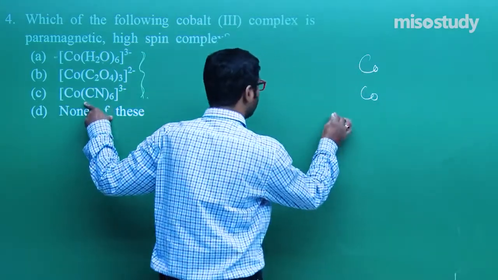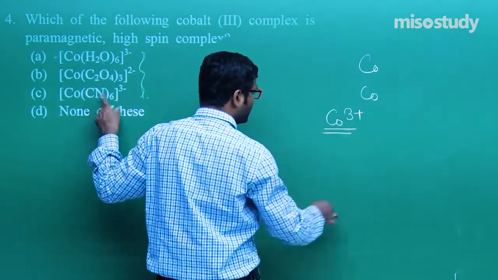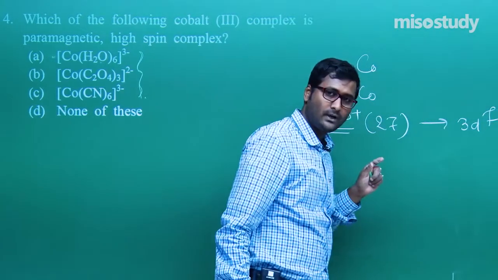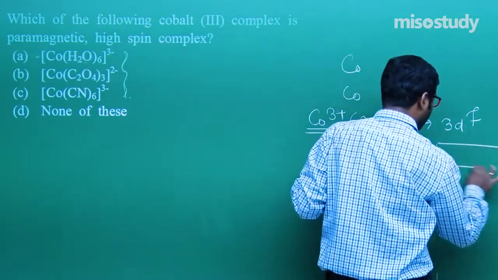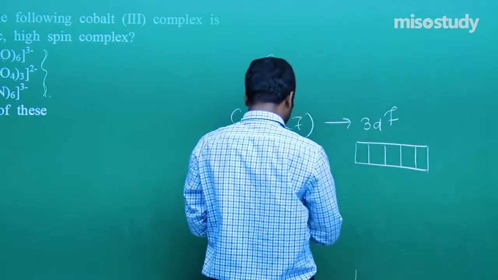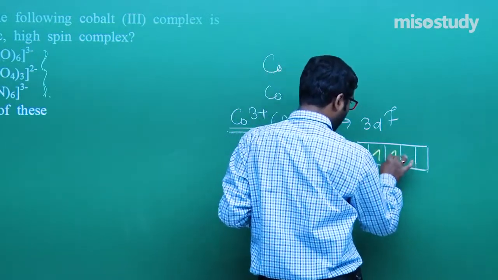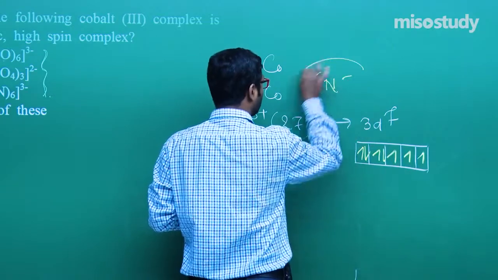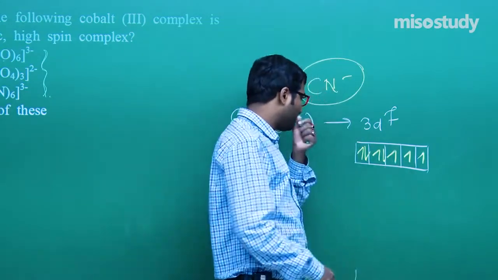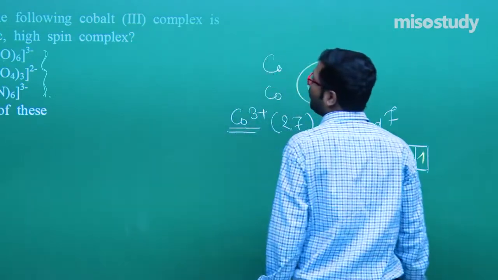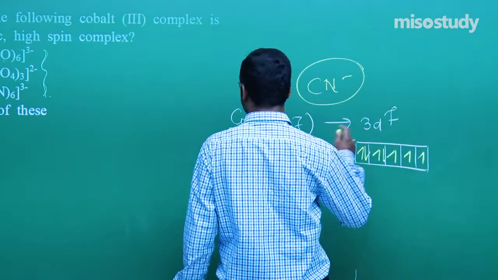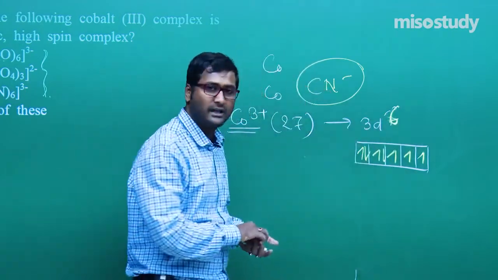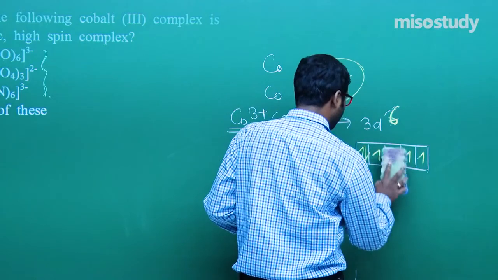If I talk about Co(CN)6, look at Co3+, that is the oxidation state, and the outermost electronic configuration is 3d7. Clear to you? Now for 3d7, what will happen? Check it out: 1, 2, 3, 4, 5, then 6 and then 7. Due to the presence of a strong field ligand, pairing will take place. Co3+ has lost 3 electrons, so the electronic configuration is 3d6, not 3d7. Only put here 3d6.